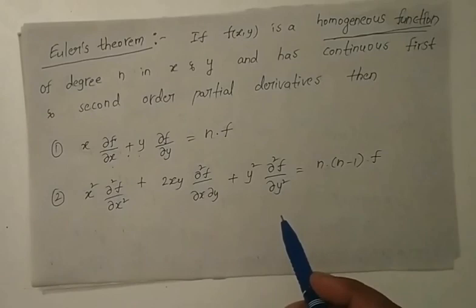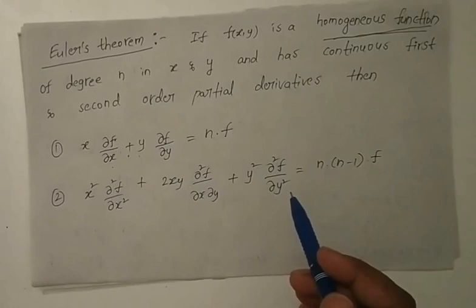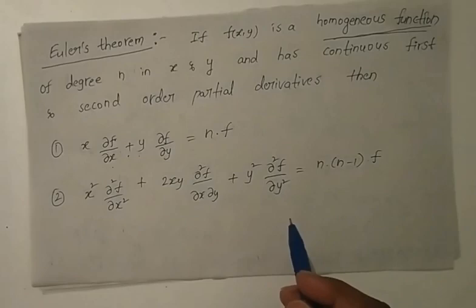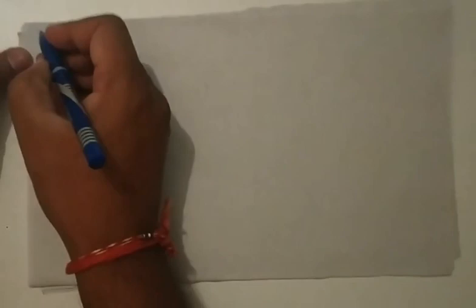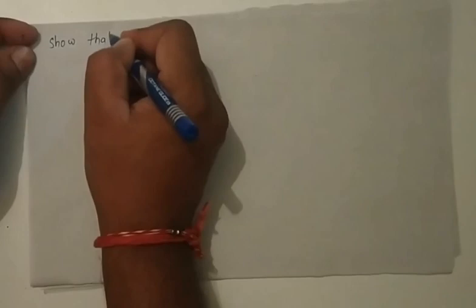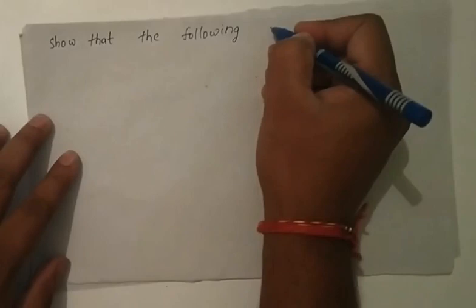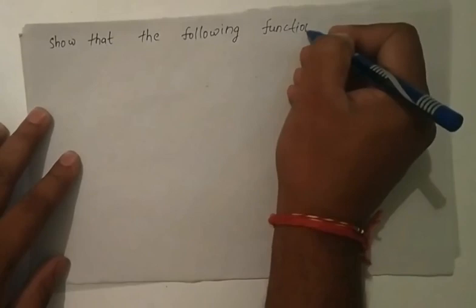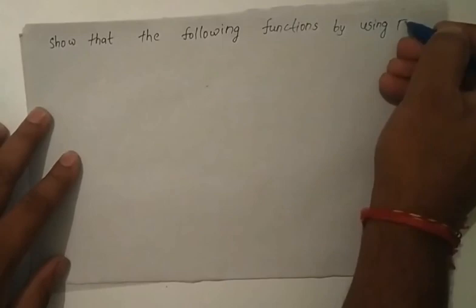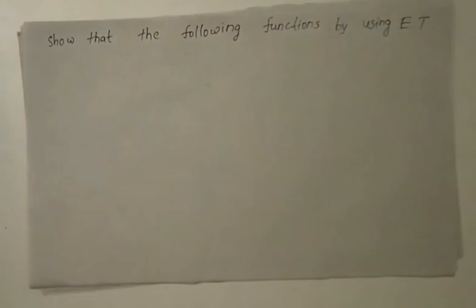Okay. So now we will discuss some problems. Write down the problem. Show that, a very simple problem, show that the following functions by using Euler's theorem. ET means Euler's theorem.